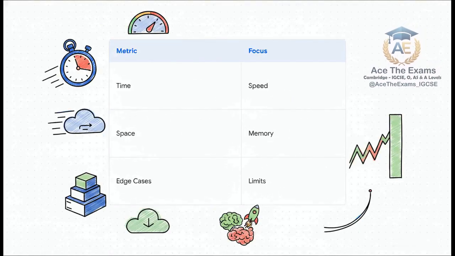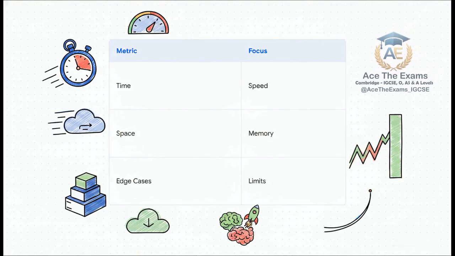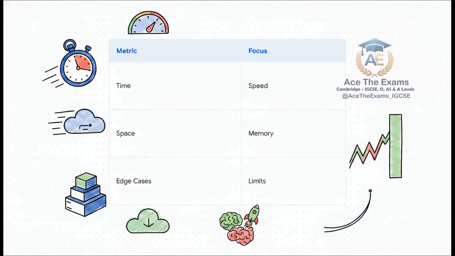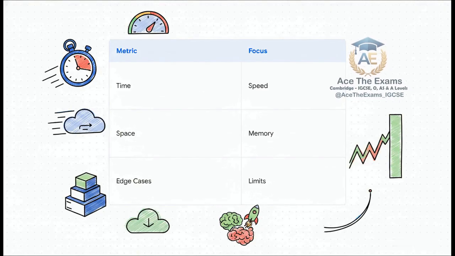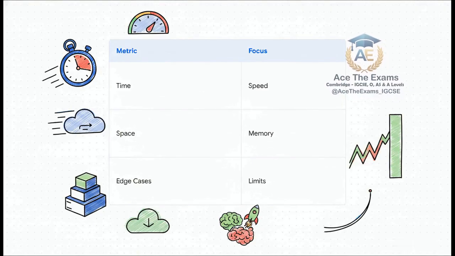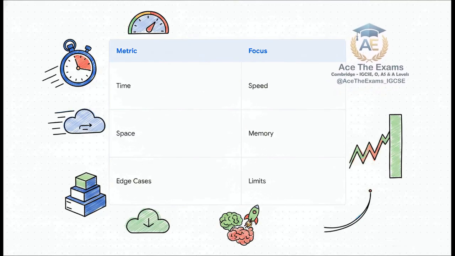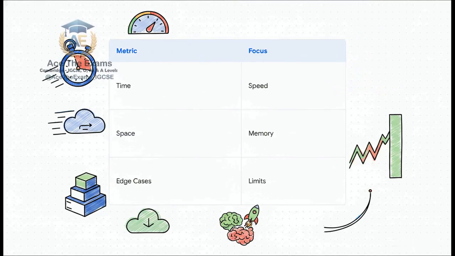Evaluating the quality of an algorithm means you have to analyze specific metrics, especially when those algorithms are interacting heavily with the ACC. Time complexity, that focuses on execution speed. Space complexity, that's all about memory usage. And edge cases, those test the absolute performance limits of the system. You have to be able to weigh the effect of every single one of these on the overall performance if you want to score maximum marks.